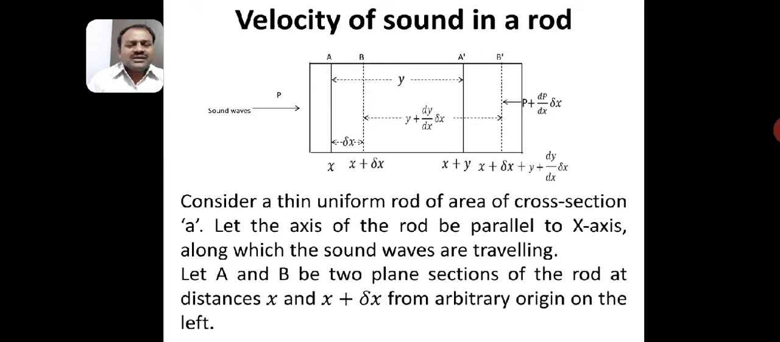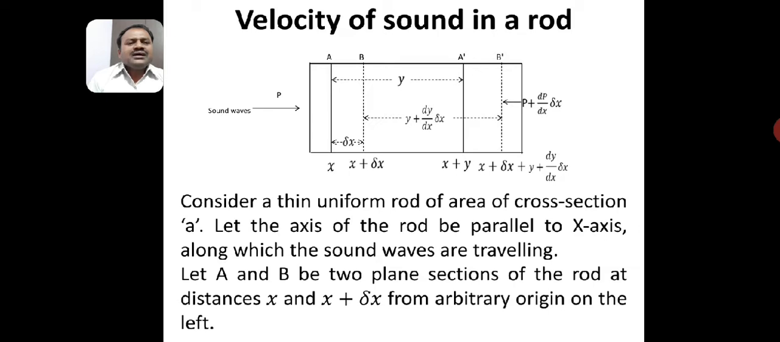Now in this rod, consider two sections, A and B. These two plane sections of the rod are at distances x and x plus delta x from an arbitrary origin on the left side. When the sound waves propagate, each and every section of the rod will be displaced in the direction of propagation of sound waves. Let's say A is displaced to the position A dash and B is displaced to the position B dash.